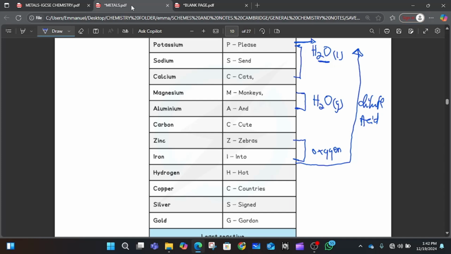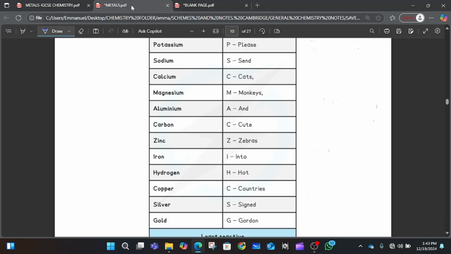All the metals below hydrogen are very unreactive, or they are the least reactive of all the metals. So they do not react with cold water, steam, oxygen, or dilute acids. But copper can react with oxygen among these three. The rest do not react at all.